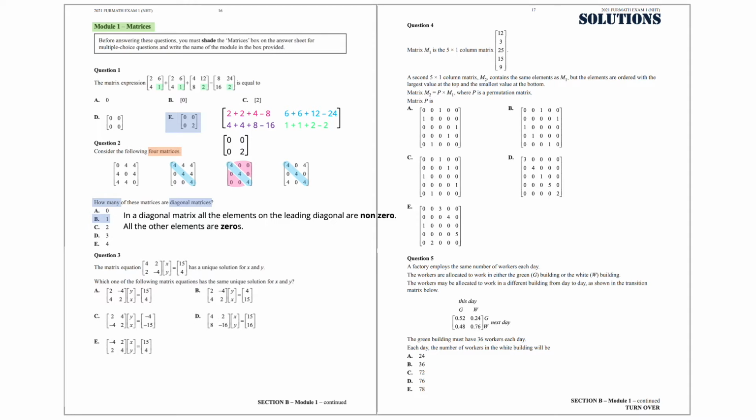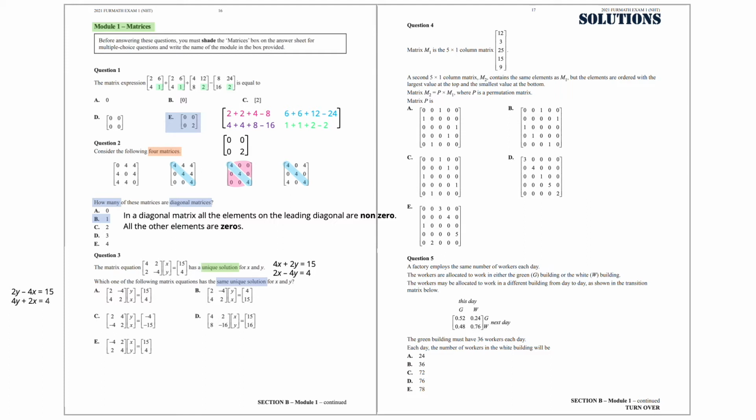Question 3. The matrix equation shown has a unique solution for x and y. Which one of the following matrix equations has the same unique solution for x and y? Let's write the equations from the matrix equation. That is 4x plus 2y equals 15 and 2x minus 4y equals 4. Now let's write the equations for the matrix equation in part A. That is 2y minus 4x equals 15 and 4y plus 2x equals 4.